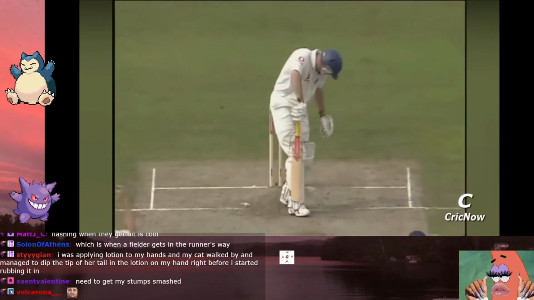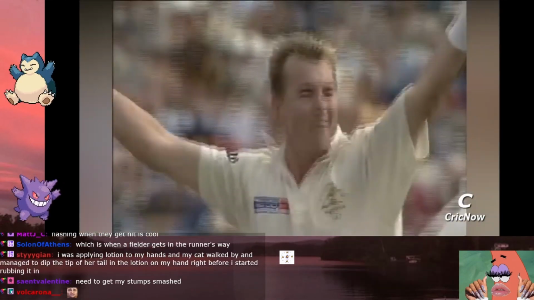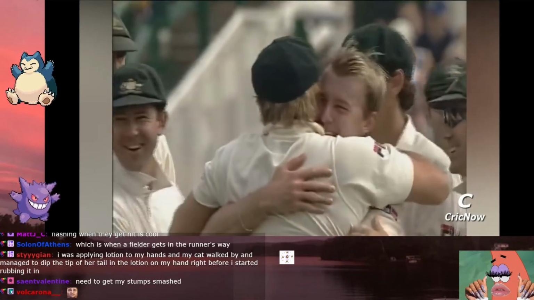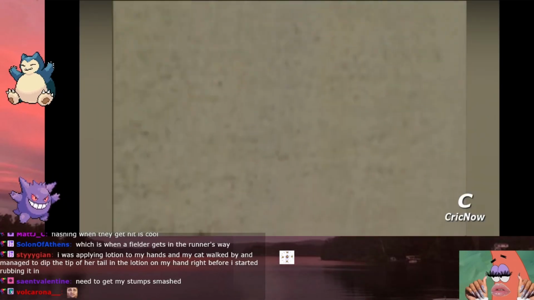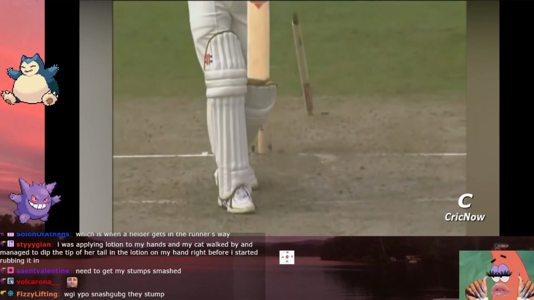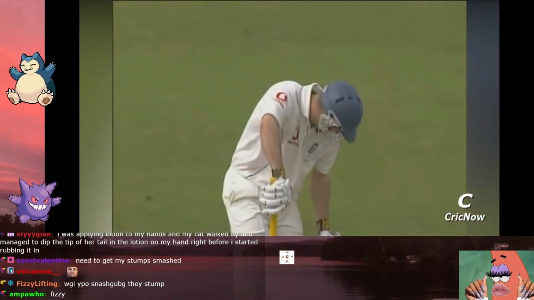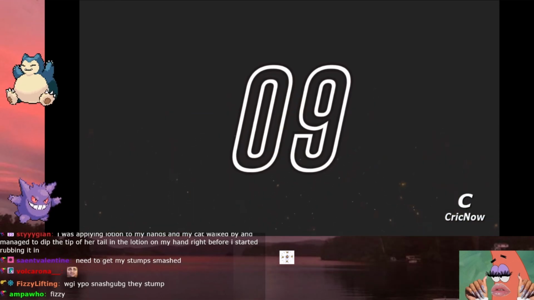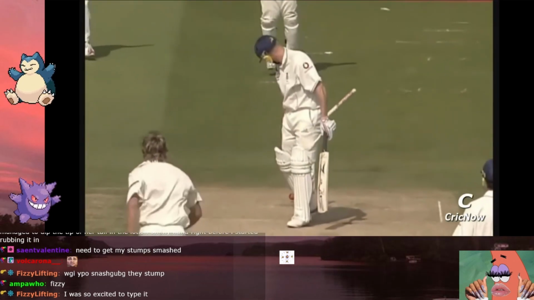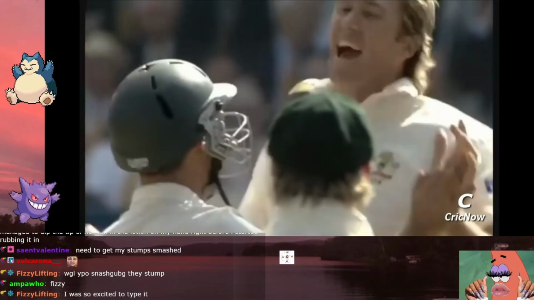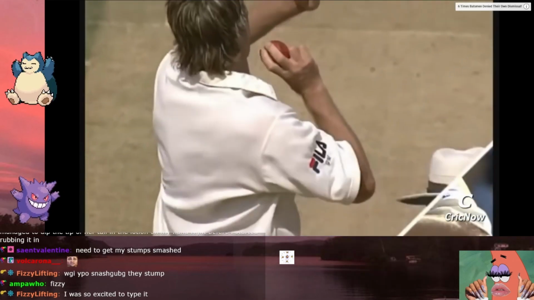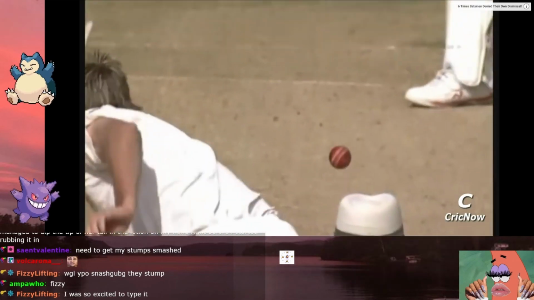This is Brett Lee, one of the fastest bowlers on record. He's up there. Yeah. That's Glenn McGrath, one of the highest wicket takers of all time. I think third highest wicket taker.